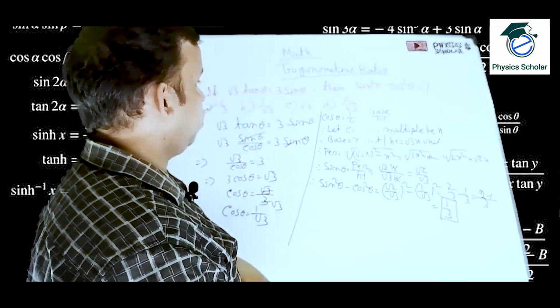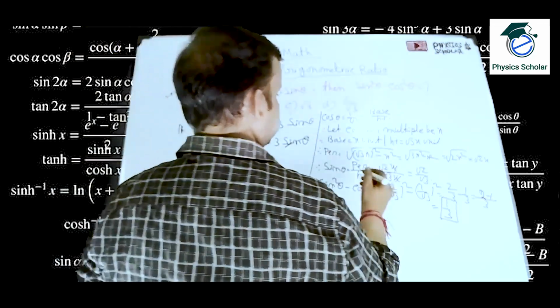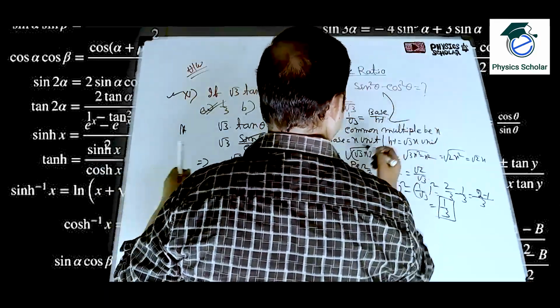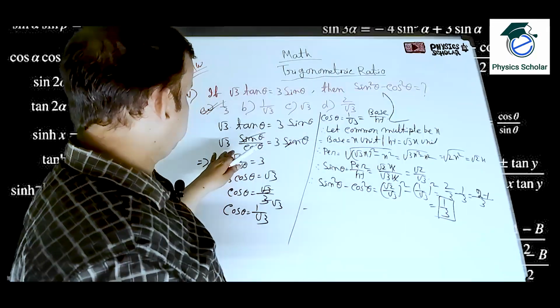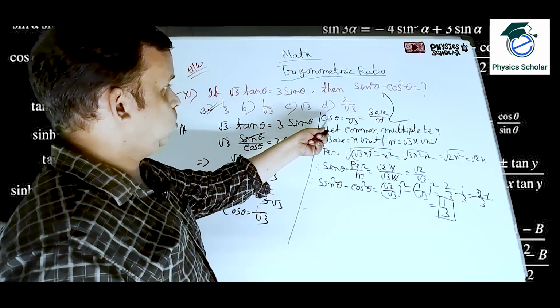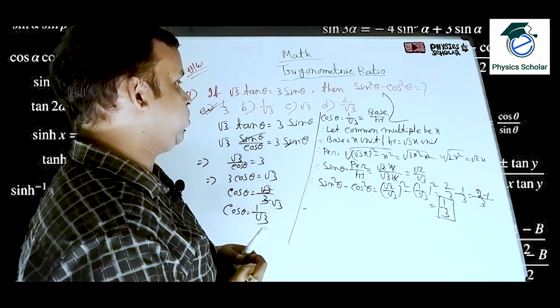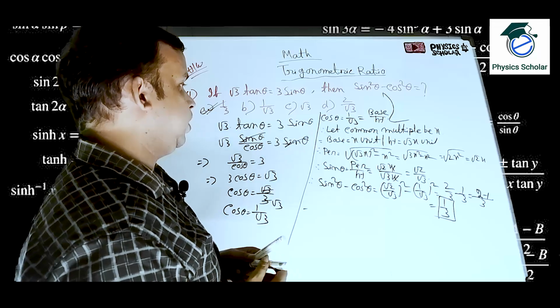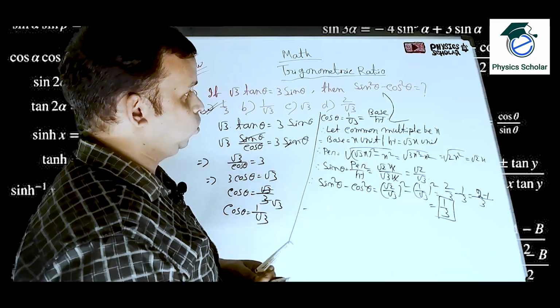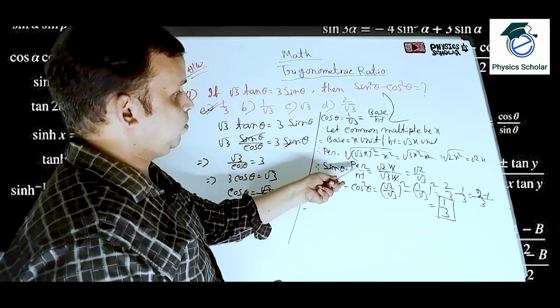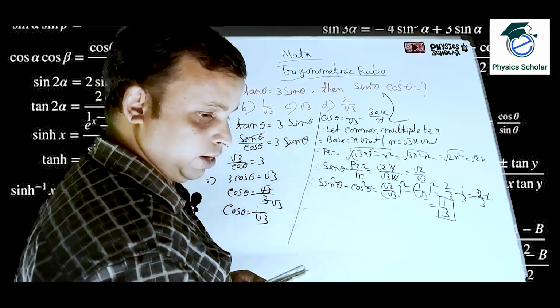So very easy. Also you can find out cos theta like this. Okay, so first you understand this. So cos theta is equal to what? Base by hypotenuse. So let the common multiple be x. So base is equal to x unit. So hypotenuse will be root 3x unit. So perpendicular will be root 2x unit. So sin theta is equal to perpendicular by hypotenuse. Now we are finding the value, clear?